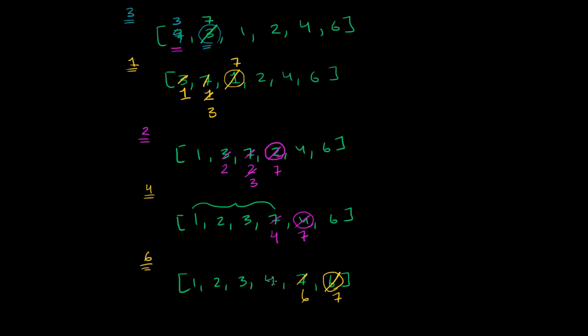Is 6 less than 4? No, it's not. And so we stop, because we know that this is going to be sorted. If we went any further, we're just going to get elements that are less than or equal to 4. So we are done. We have sorted this list. The sorted list is now 1, 2, 3, 4, 6, and 7.